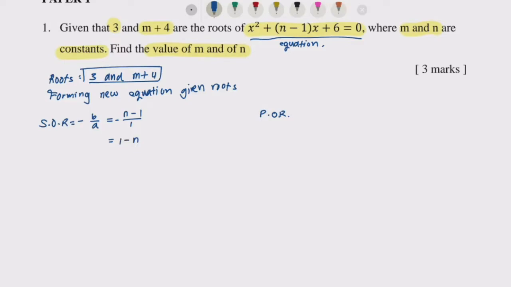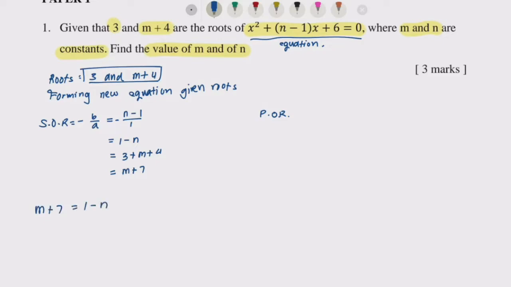Okay, let's look at the roots. The sum of roots is equal to the addition of 3 and m plus 4, so it's 3 plus m plus 4, which is m plus 7. So indirectly we can form one equation here. It says that m plus 7 is equal to 1 minus n.